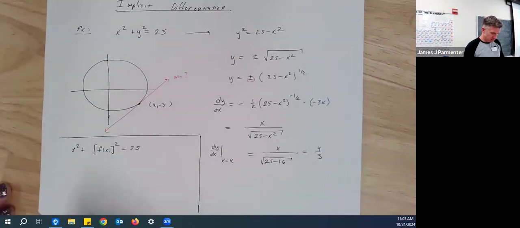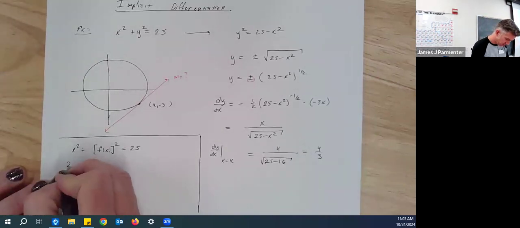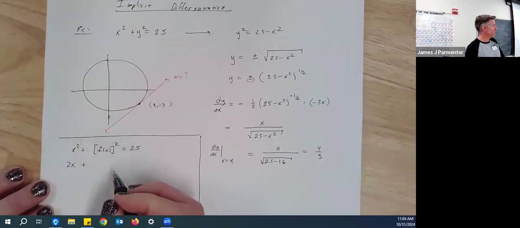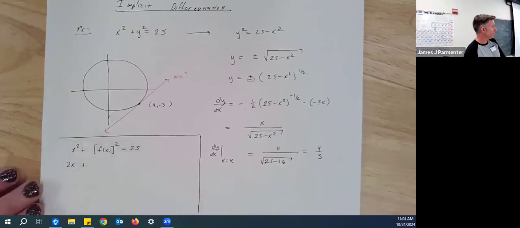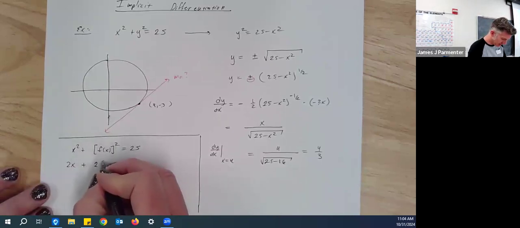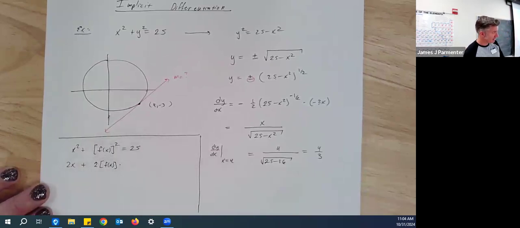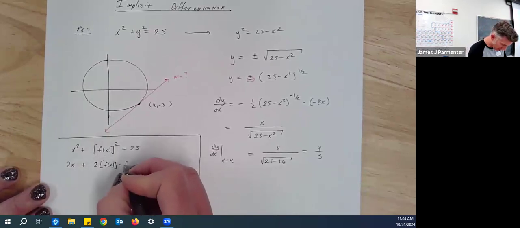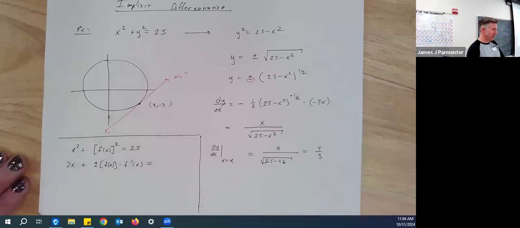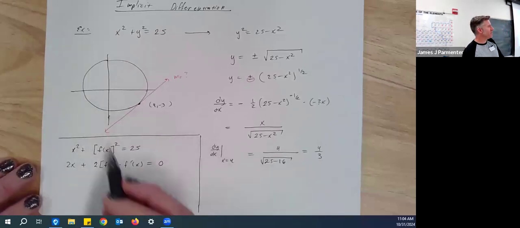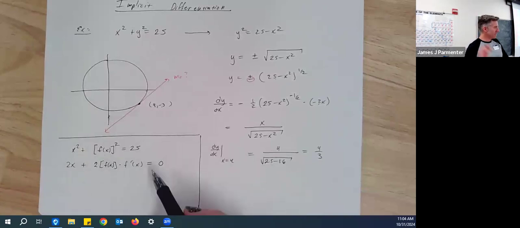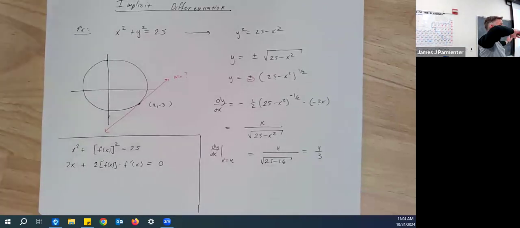So what's the derivative of x squared? What's the derivative of some stuff squared? 2 times my stuff to the first power times the derivative of the stuff. And then it's equal to what's the derivative of 25? Be careful. For some reason, when people do this, they often tend to leave the other side just as what it was. Make sure you take the derivative of the other side as well. So if it was a constant, the derivative should be 0.